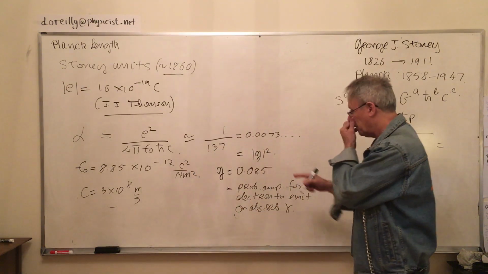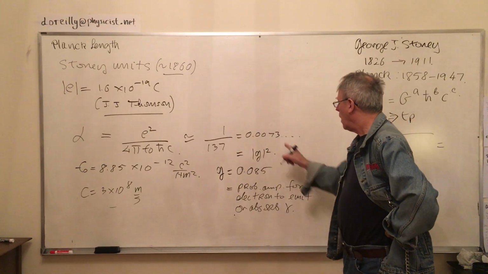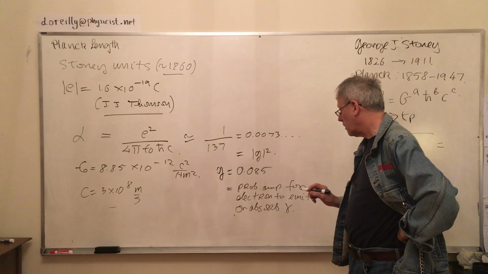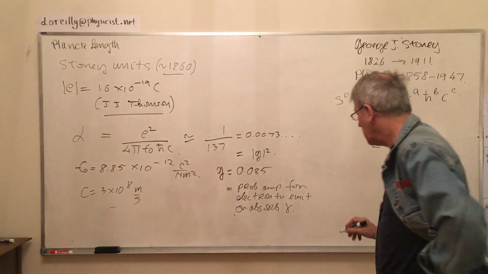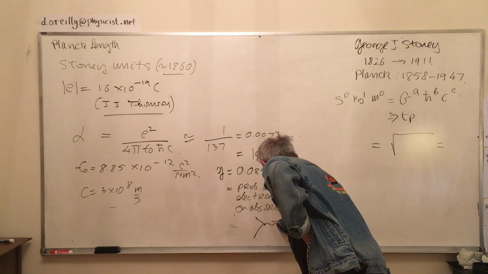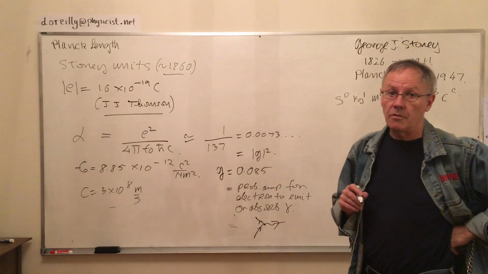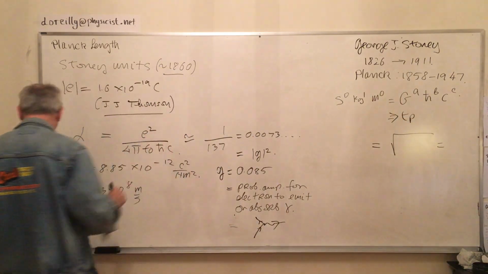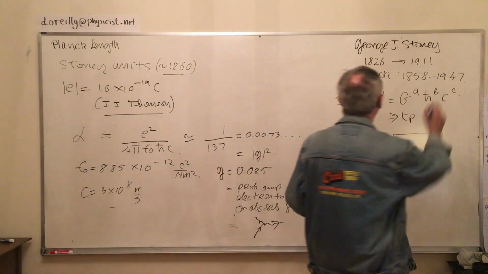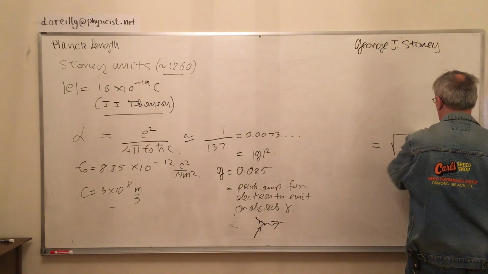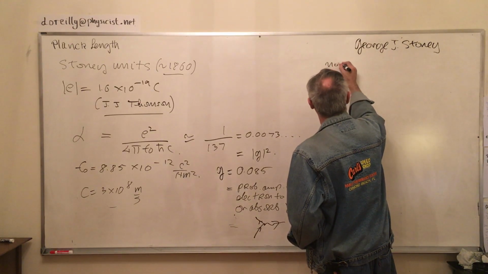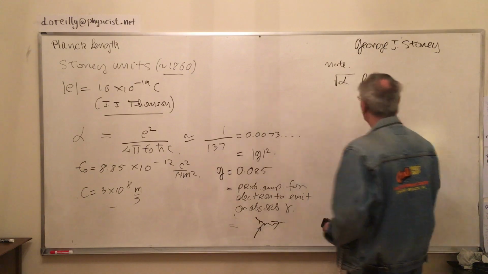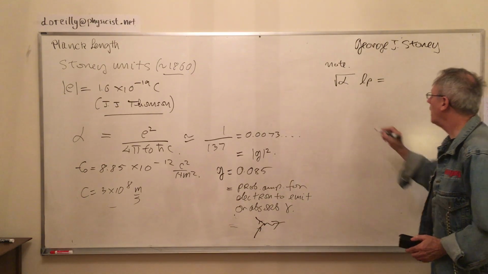Now g squared is 1/137, or 0.0073, and g, taking the magnitude of the square root, it's actually got a negative sign stuck to it, is the probability amplitude for an electron to emit or absorb a photon. It's in a Feynman diagram vertex, actually. Okay, so what else? If we take this constant here, we can construct a new set of units. We construct the Stoney units. We take the square root of alpha and multiply by the Planck length, we get the following.